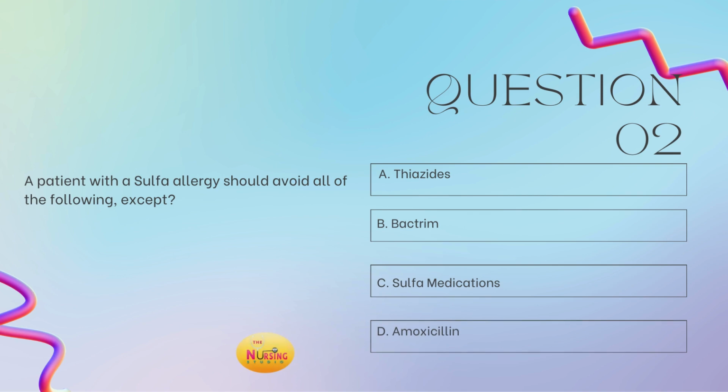All right, question number two. A patient with a sulfa allergy should avoid all of the following except: A, thiazides, B, Bactrim, C, sulfa medications, or D, amoxicillin. Tell me what you got in the comments.